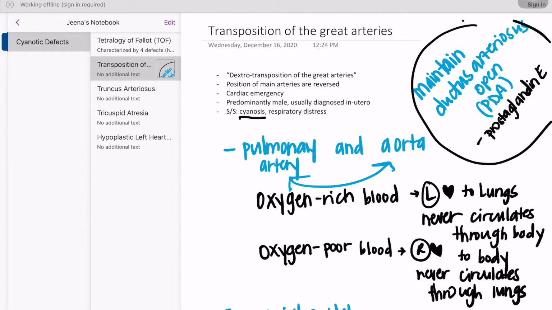And once they've repaired the pulmonary artery and the aorta, the surgery where they do the arterial switch, usually they have good outcomes. Okay, that's it for transposition of the great arteries.